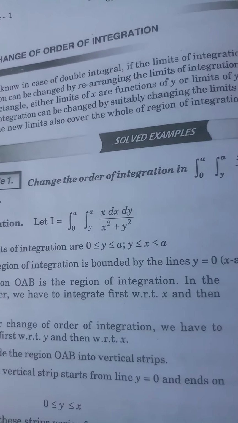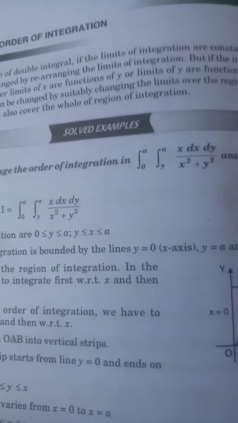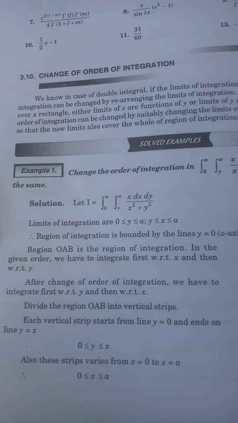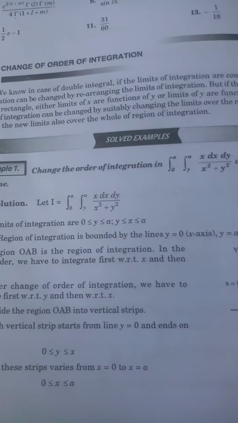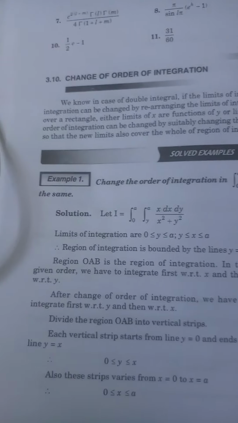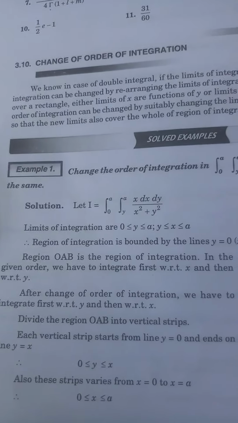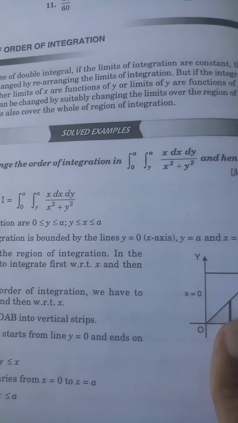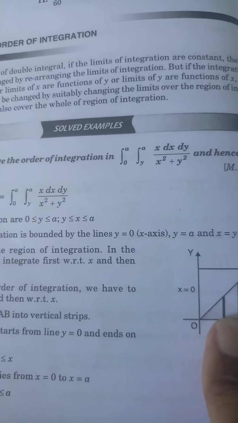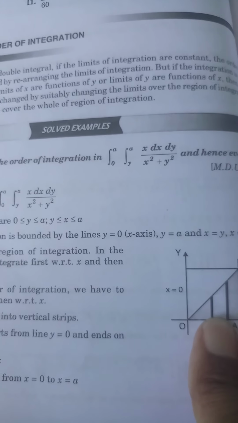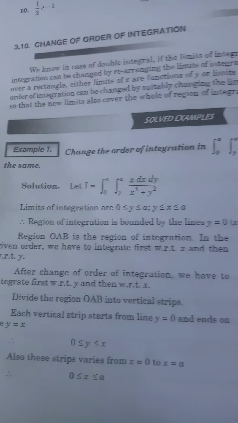Let I be the integral from 0 to a. Change the order of integration and hence evaluate. The limits of integration are 0 ≤ y ≤ a, y ≤ x ≤ a. Therefore the region of integration is bounded by the lines y = 0, the x-axis, y = a, and x = y to x = a. Region OAB is the region of integration.